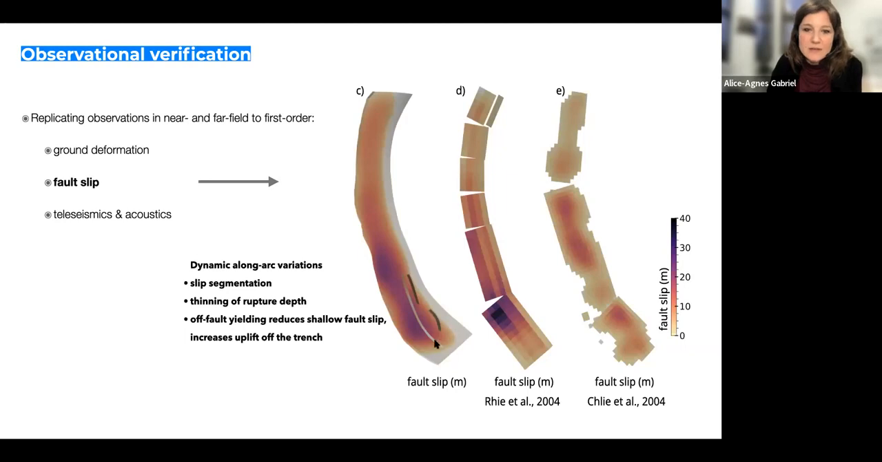You see this kind of slip segmentation with these patches forming here, but the model is relatively smooth since we are not prescribing any smaller scale heterogeneities here, and it resembles kinematic models.